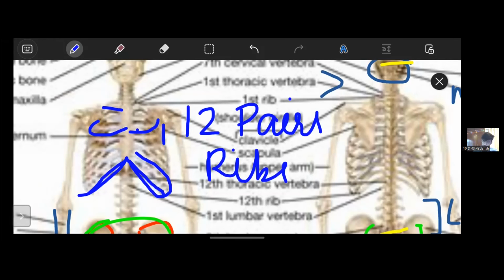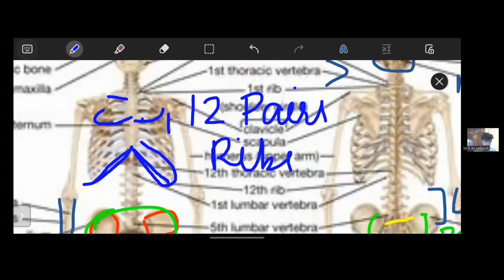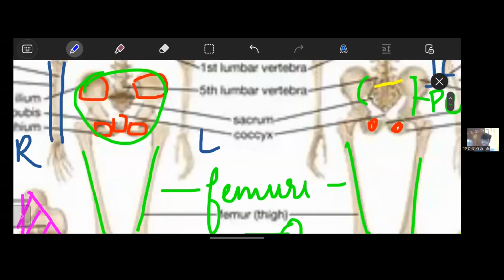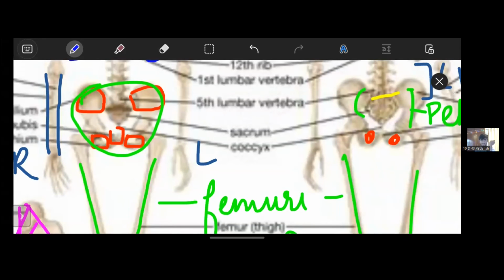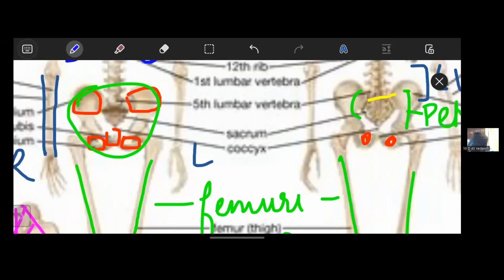Now, let us look at the appendicular skeleton. The appendicular skeleton, I told you already: the humerus, the radius, the carpals, and phalanges. Then we have the femur. Then we have tibia, fibula, tarsus, metatarsus, again phalanges, patella, the kneecap. Okay, then we have the girdles. Okay, let me tell you about the girdles.